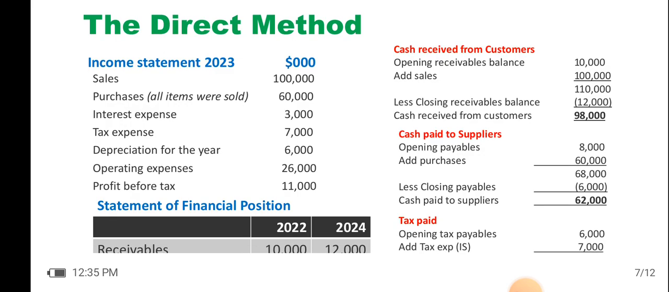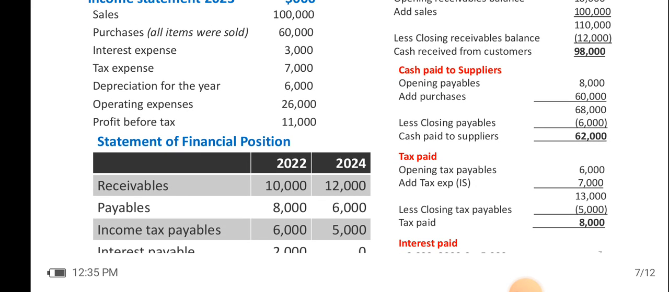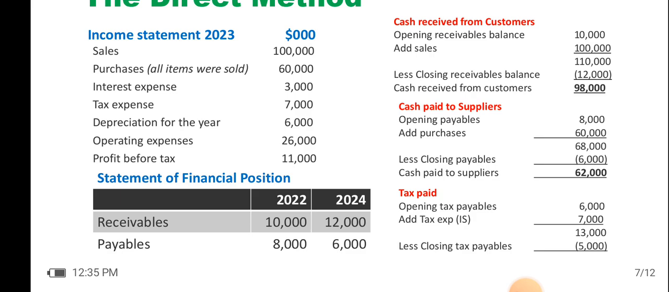We then have to add the sales. The sales are shown in the income statement as 100,000, as you can see, and 10 plus 100, that's 110,000. And then we have to deduct the closing receivables balance. The closing receivables balance was 12,000 from the statement of financial position under the 2023 year. So the ultimate cash received from customers is 98,000. All right, so that's how you calculate your cash receipts from customers.